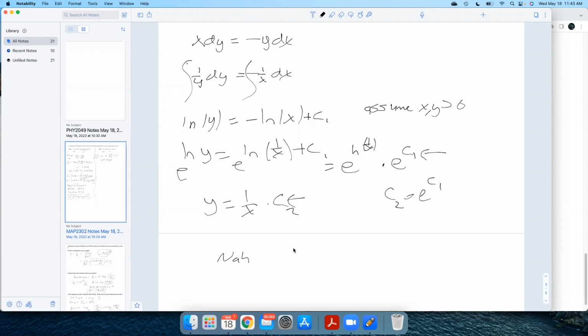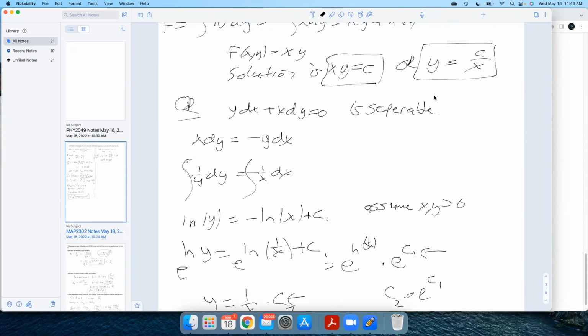Nah. We'll just say y equals 1 over x times c, or c over x. That's the same solution we got here, by the way. Look at that. Same solution.